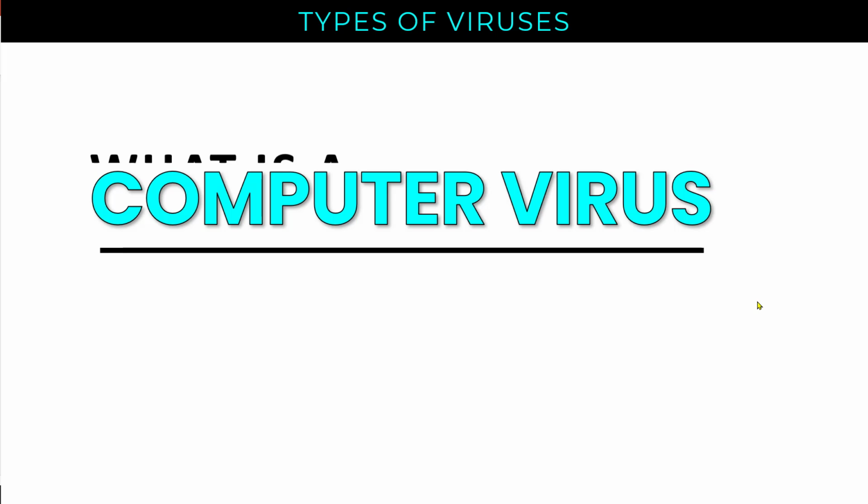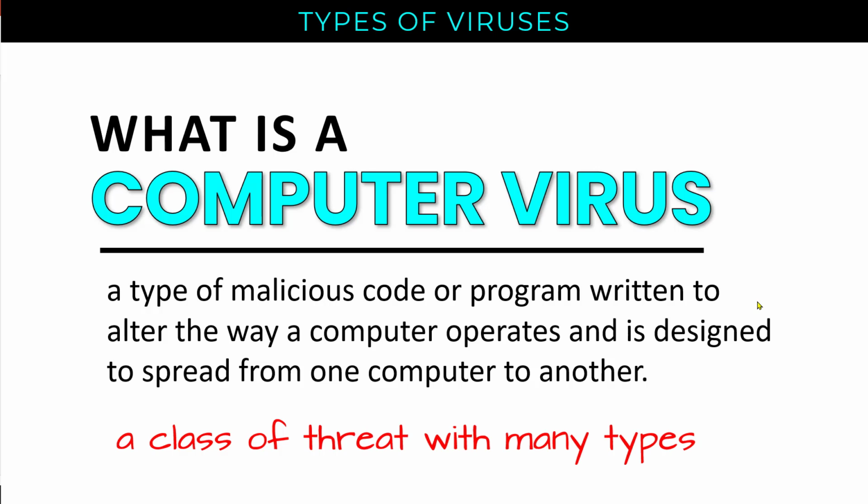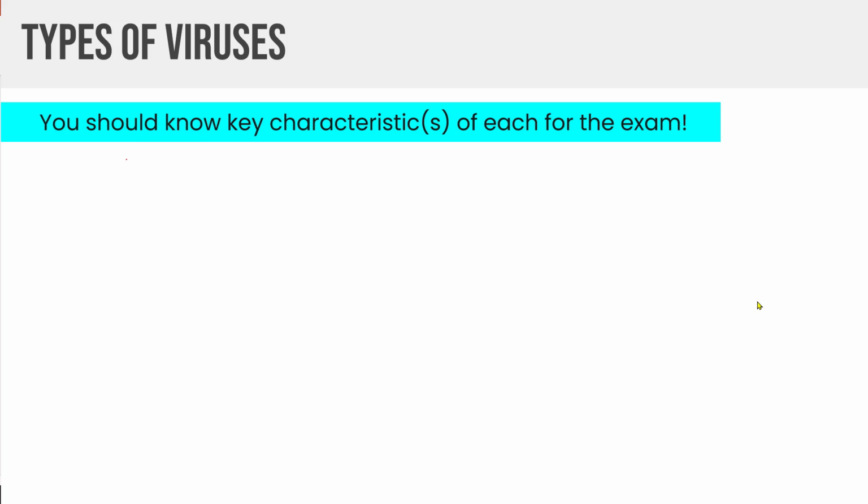You're certainly going to want to be familiar with the different types of computer viruses. A virus is a type of malicious code or a program written to alter the way a computer operates, and it's designed to spread from one computer to another. But computer virus is a class of threat with many types, and you'll want to know the key characteristics of the different types. So I'm going to call them out for you very quickly here and give you a nice anchor for each for the exam.